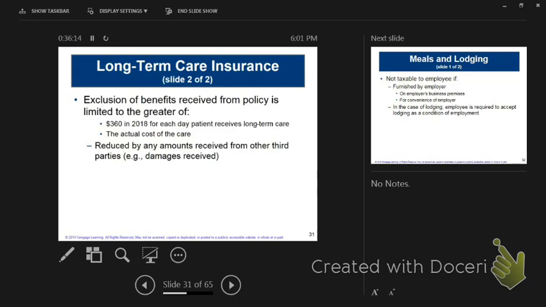Exclusion of benefits received from the policy is limited to the greater of either $360 for each day that you're in care or the actual cost of the care. It's reduced by 1/3 of any other, like if you're getting care from something else. So that's a great perk. I've never worked for a company that paid for long-term care insurance. That is not long-term health insurance. That's long-term care insurance. So that's paying for a facility. Yeah. So that's a great perk.